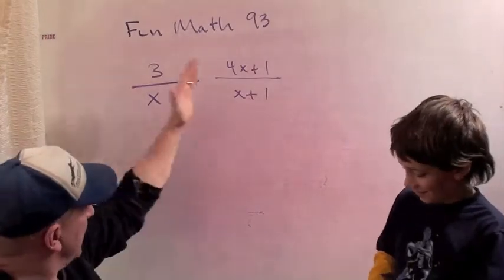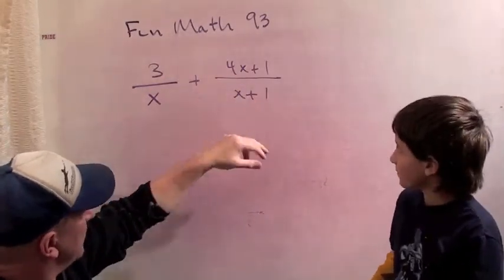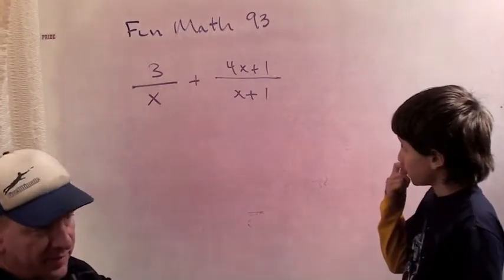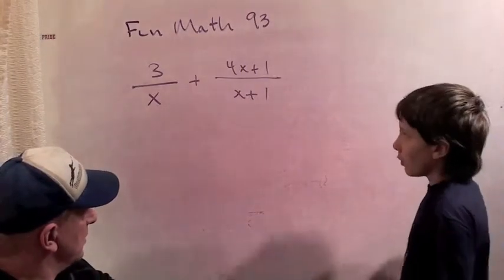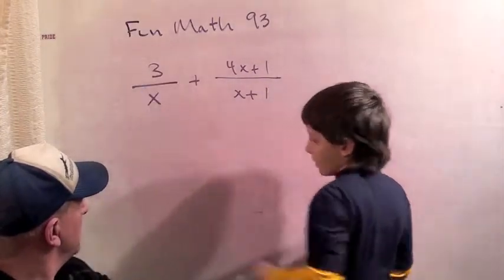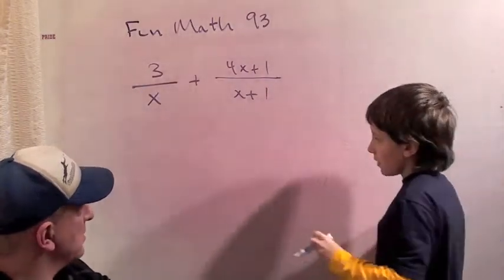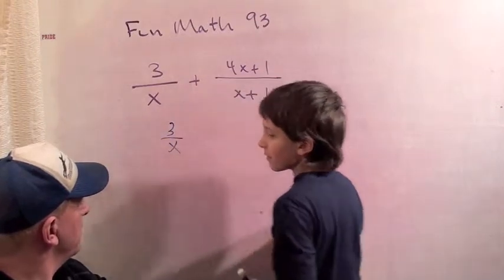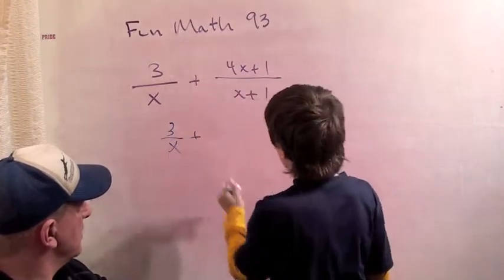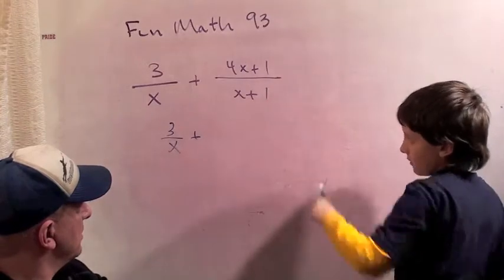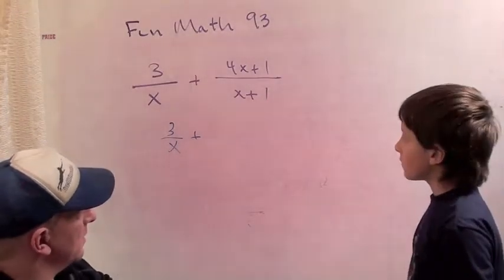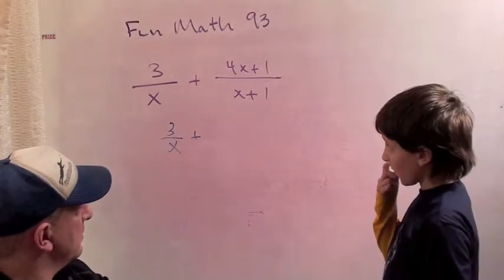So we're going to add these two fractions together: 3 over x plus 4x plus 1 over x plus 1. What would you like to do first on this problem? Well, we can't do anything to this 3 over x, so we'll just leave that. Plus, we can factor out an x plus 1 out of each of these. It's 4 times x plus 1.